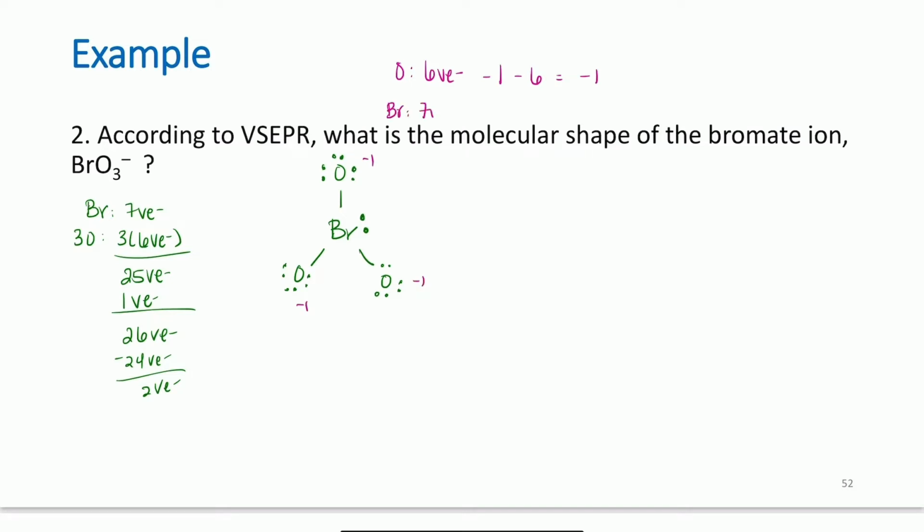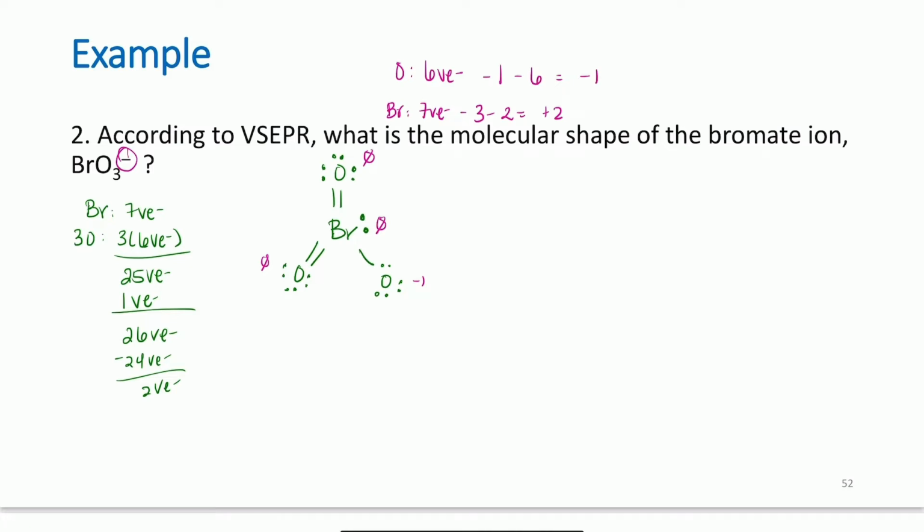Bromine has 7 valence electrons, 3 bonds, and 2 lone pair electrons, so +2. Overall, it adds up, but I could also double bond these two, minimizing my formal charge. Now, these each have 0 formal charge, and my 1 oxygen has a -1, giving my overall -1 for the thing. It doesn't really matter, though, because I'm not caring so much about the Lewis structure right now.